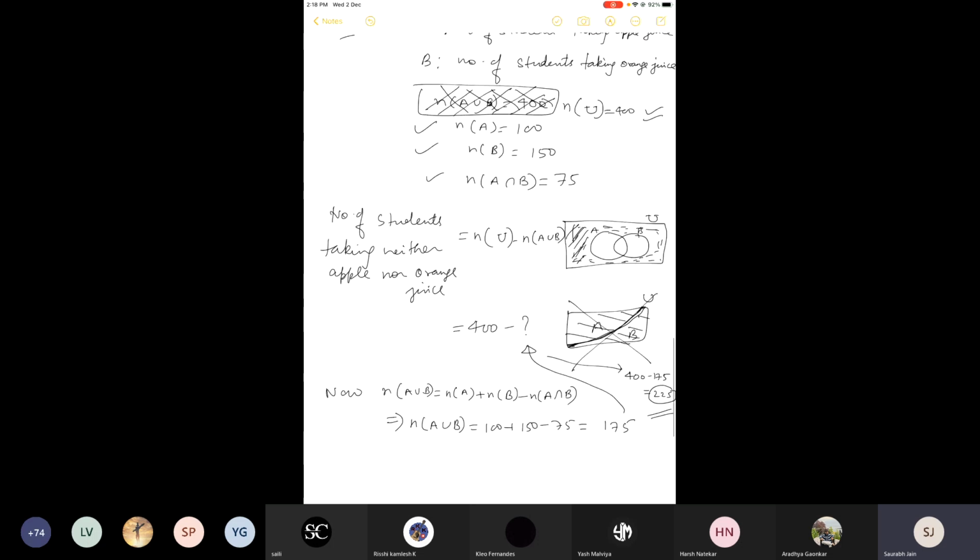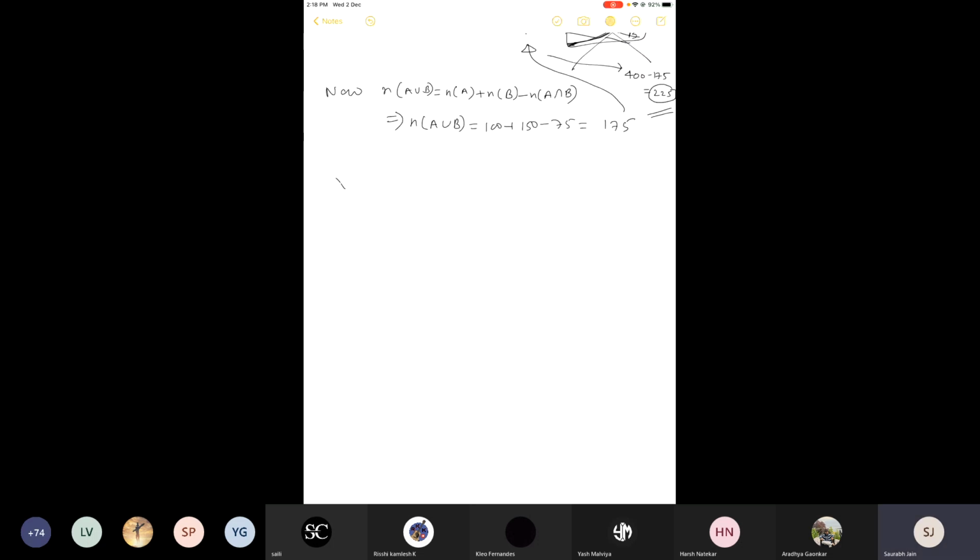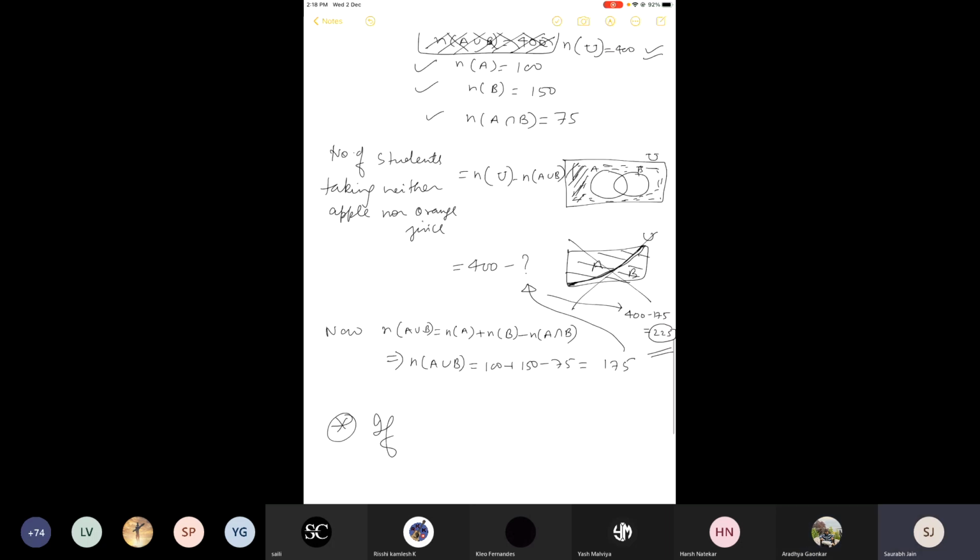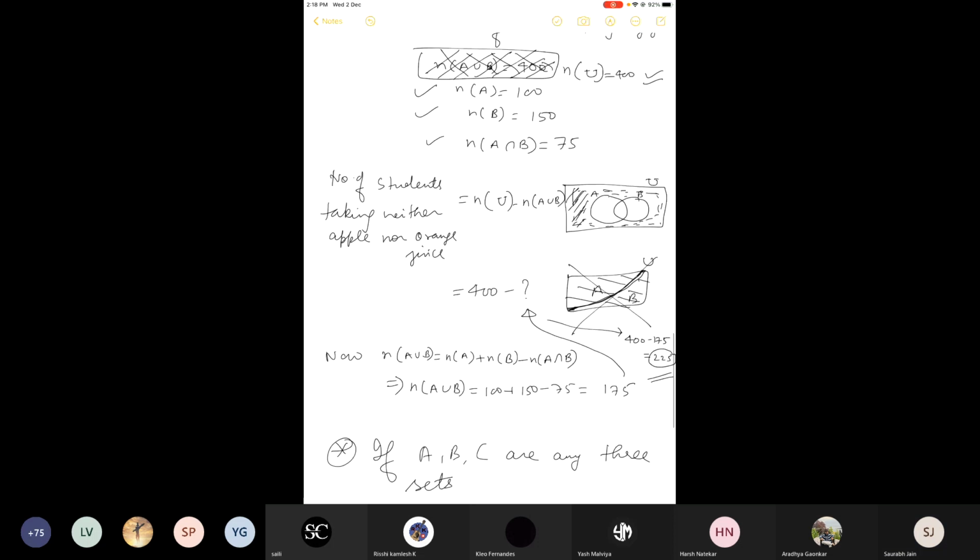Okay, then now there is a similar result. Could you please scroll up a bit? Note it quickly. Now there is a second result for three sets. Done?